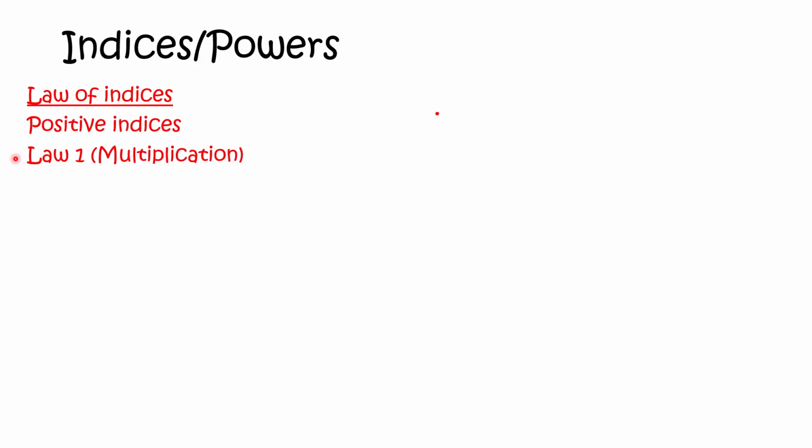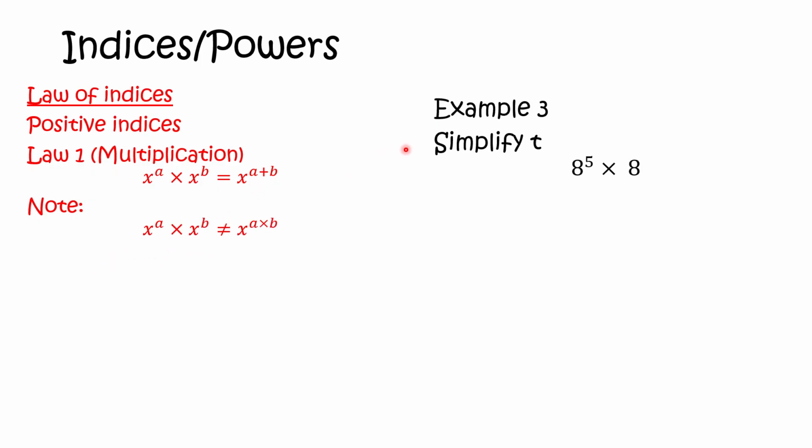Law number 1, the multiplication. If we have x to the power a times x to the power b, that means that the base is the same. Therefore, we add the powers. And note, we don't multiply the powers. Let's look at example 3. We are meant to simplify a to the power 5 times a to the power 2.